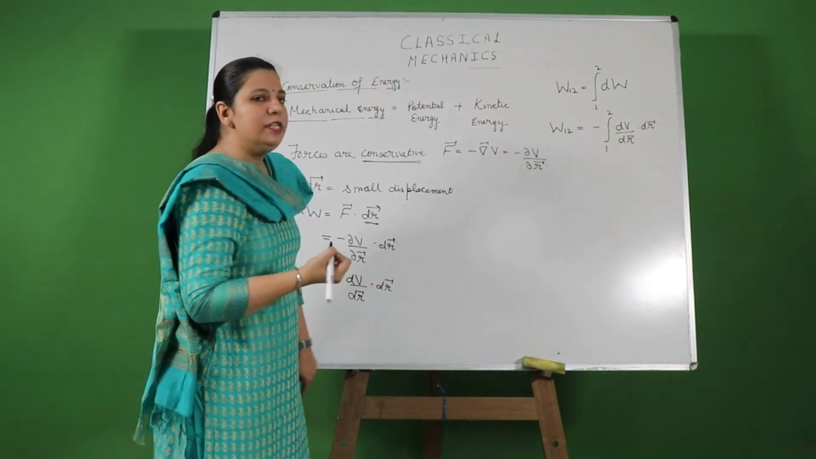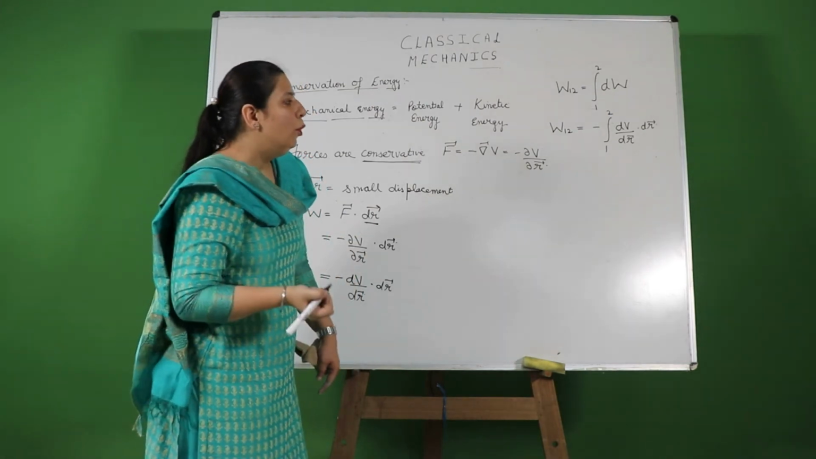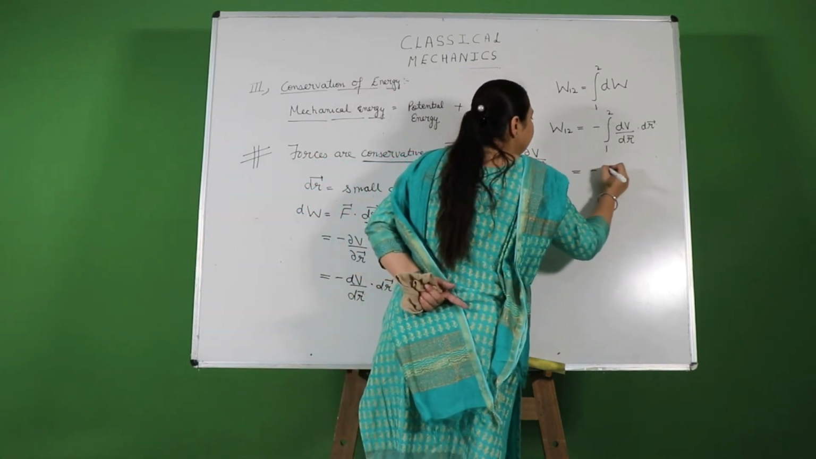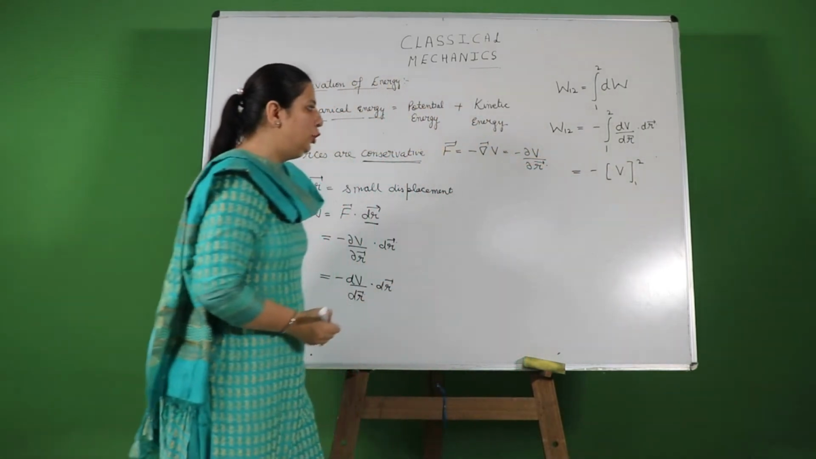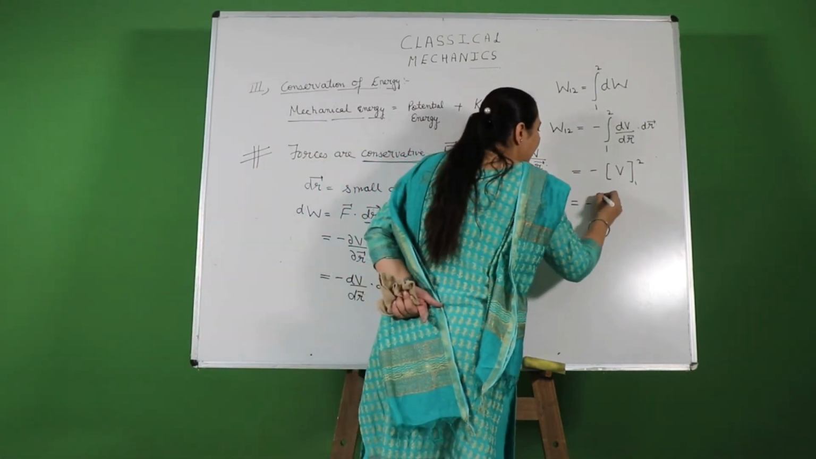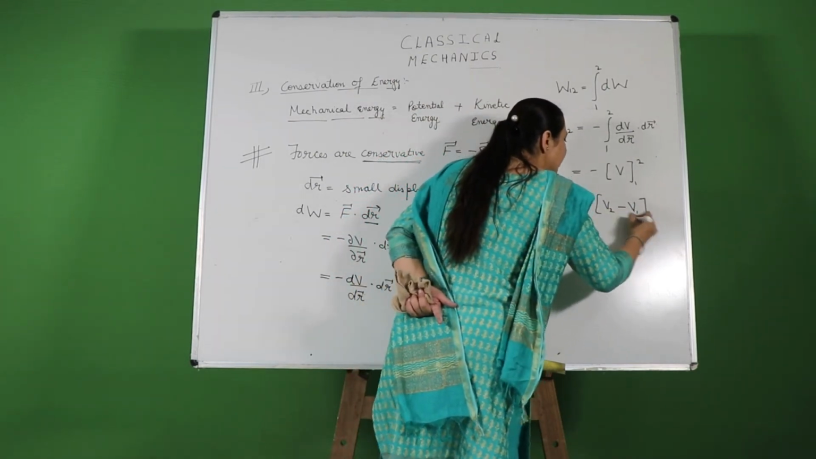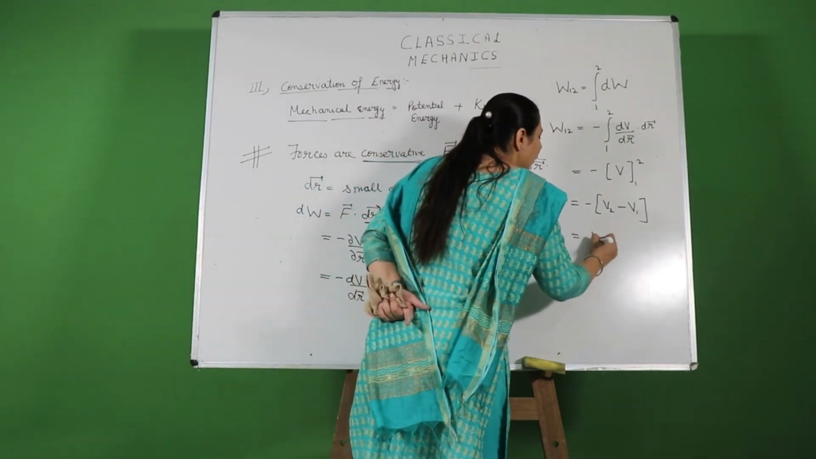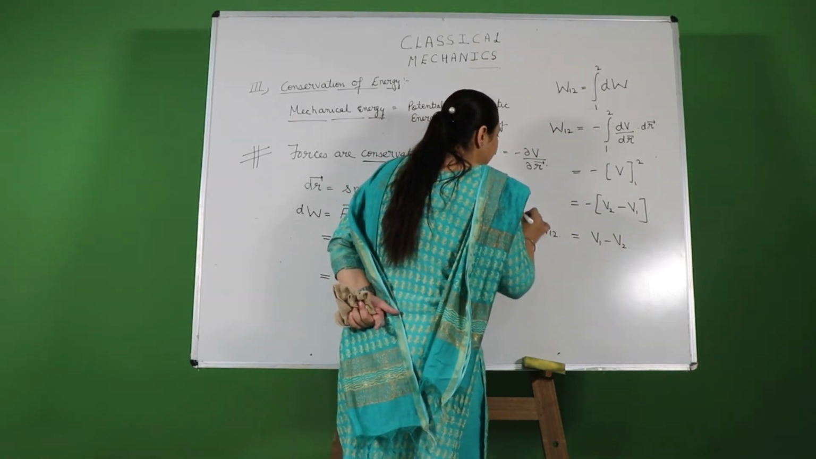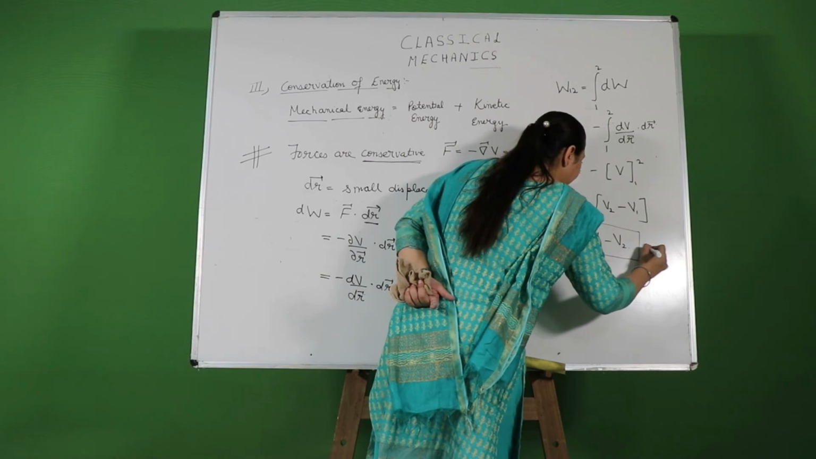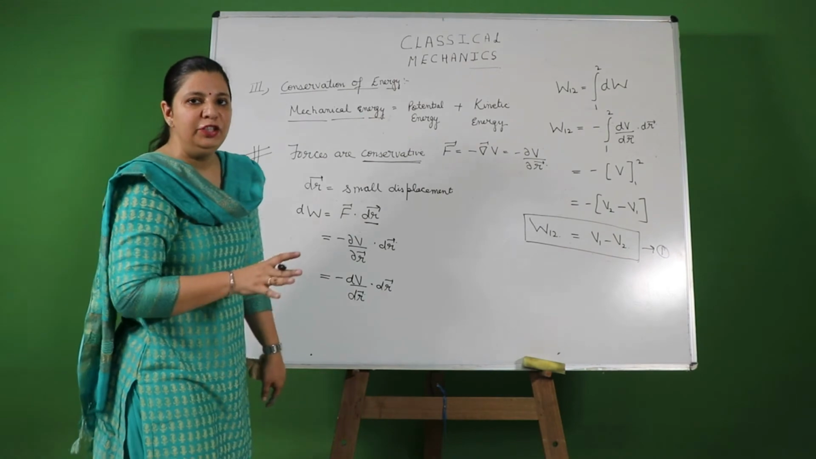Now the integral is with respect to position vector r, and the derivative is with respect to position vector r. They both will cancel out and I will be left with my function only, V, which is to be evaluated at 1 and 2. So what will this give me? Minus potential energy at 2 minus potential energy at point 1, or V1 minus V2. This is my work done. Okay, this is my work done in terms of potential energy.